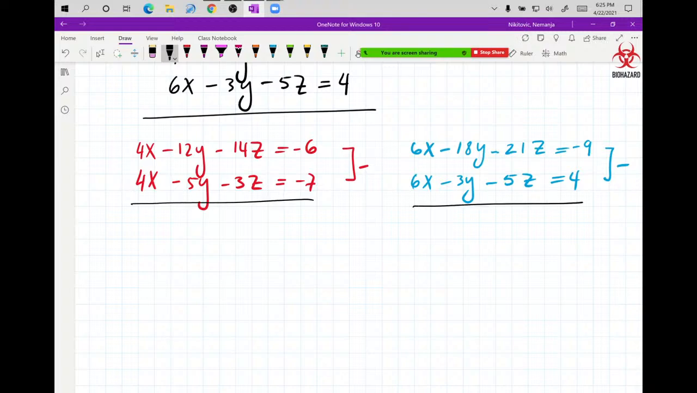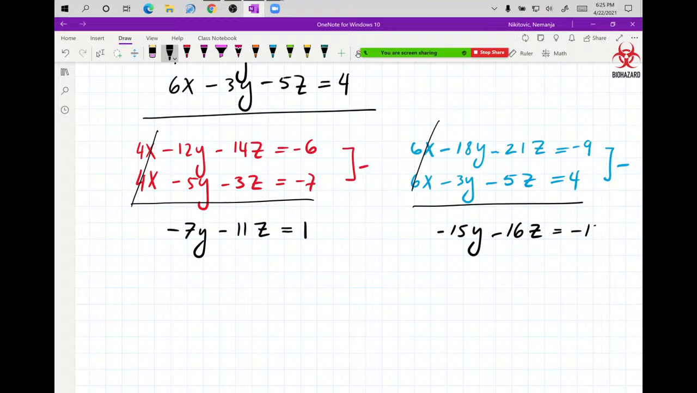All right, let's go. 4 minus 4, that's gone. Minus 12 minus 5 is negative 7y. 14 minus 3 is negative 11z. And then minus 6 minus 7 is positive 1. On the blue side, subtraction: 6 minus 6 is 0. 18 minus 3 is minus 15y. 21 minus 5 is negative 16z. And negative 9 minus 4 is negative 13.